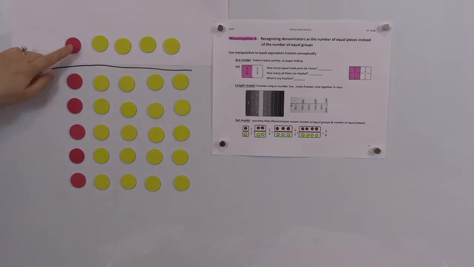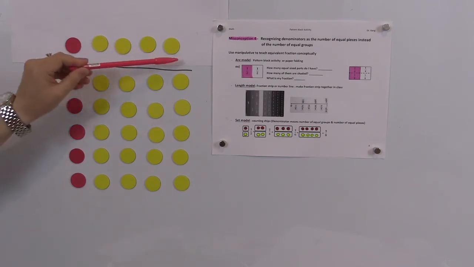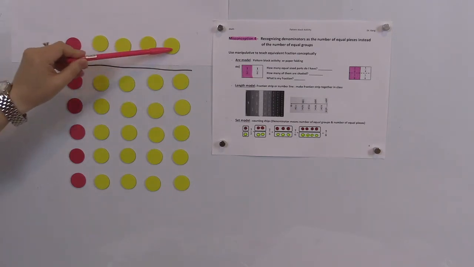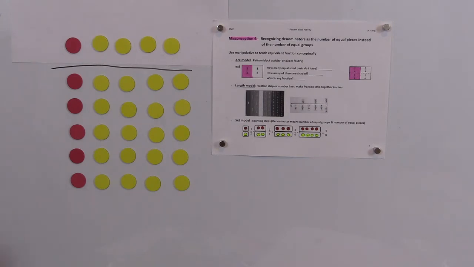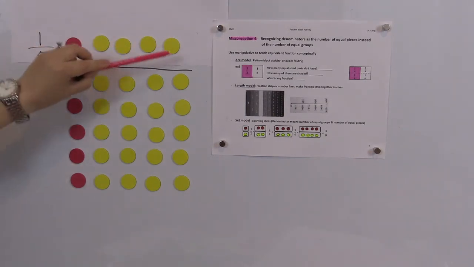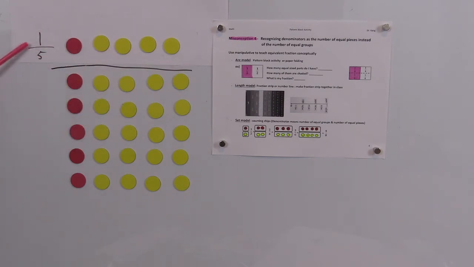So here, let's talk about the top picture. How many chips do I have? I have 1, 2, 3, 4, 5. And how many of them is red? So my denominator is number of equal pieces. So 1, 2, 3, 4, 5. So my denominator is going to be 5. Then how many of them is red? 1. So kids can easily see this is 1/5 because I have 5 equal pieces, which is my denominator. One of them is red. No problem with this. What about this?